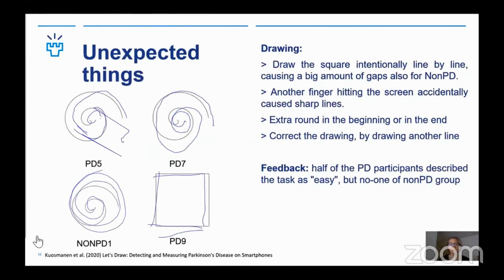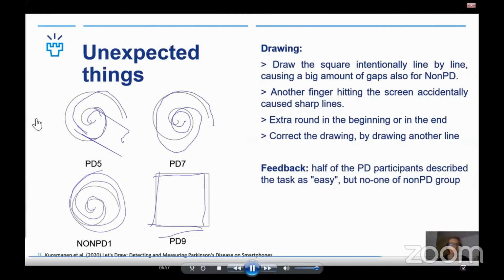There were some unexpected things during the study. Some participants drew the square intentionally line by line, explaining the big amount of gaps in the previous slide also for the group without Parkinson's in the square drawing. There were things challenging the error calculation. Another finger hitting the screen accidentally causes sharp straight lines and a big error rate. See the PD5 spiral on the slide.